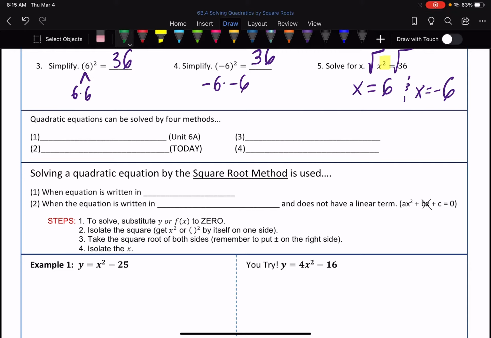In Unit 6A, we learned how to solve quadratic equations by factoring. That was when we converted from standard to intercept form, and we set those intercepts to 0 to find our x-intercepts. Today we're going to talk about solving by the square root method. And then later in Unit 6B, we're going to talk about the quadratic formula, and we're going to talk about completing the square.